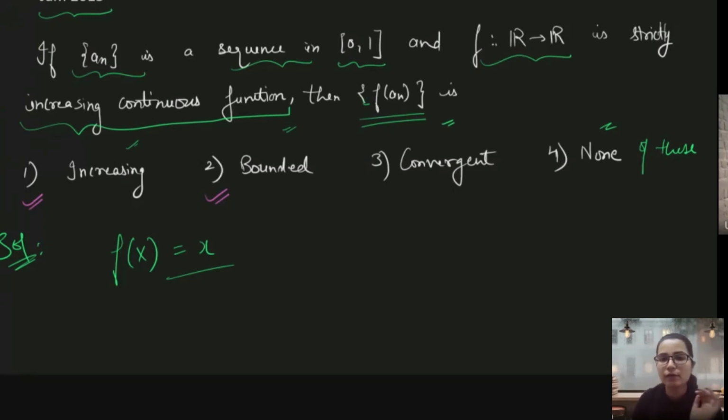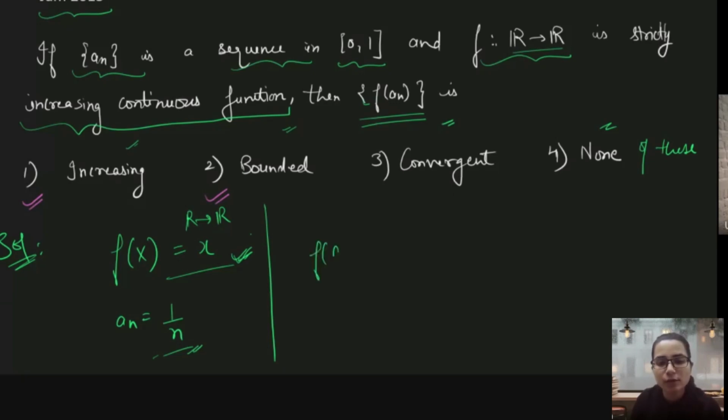Whenever you're doing pure mathematics, jump onto counterexamples to cut one or two options at least. So f(x) is a function, let's say x. This satisfies the criteria that it is defined from R to R, it is strictly increasing, and it is also continuous. So f satisfies whatever has been given in the question. Let me take a_n to be 1/n. This is a very common sequence, and a very common function. I haven't taken any horrible examples, very simple and easy ones.